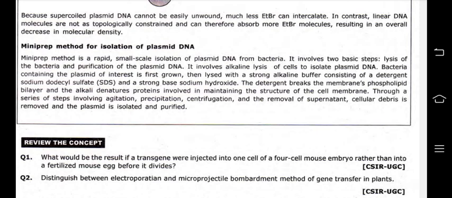Bacteria containing the plasmid of interest are first grown, then lysed with a strong alkaline buffer containing a detergent, sodium dodecyl sulfate, and a strong base, sodium hydroxide. The detergent breaks the membrane's phospholipid bilayer and the alkali denatures proteins involved in maintaining the structure of the cell's membrane. Through a series of steps involving agitation, precipitation, centrifugation, and the removal of supernatant, cellular debris is removed and the plasmid is isolated and purified.